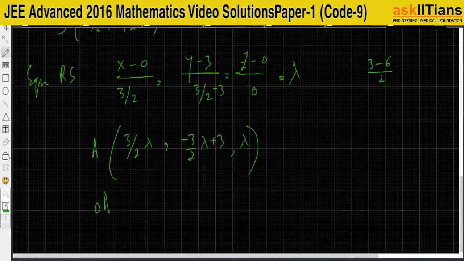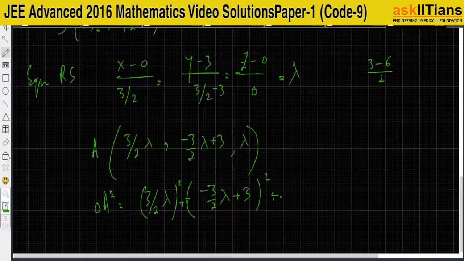Alright, so OA square will be 3 by 2 lambda whole square plus minus 3 by 2 lambda plus 3 whole square, and plus lambda whole square. And now this distance should be minimum, right? This is the perpendicular distance, so this distance should be minimum.